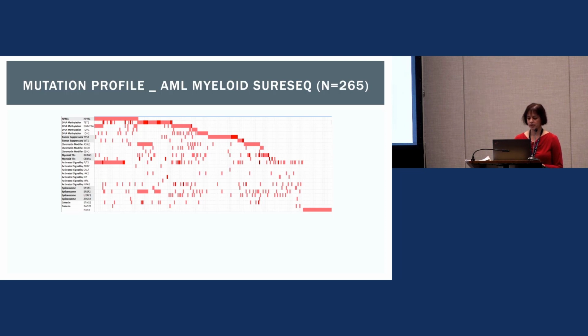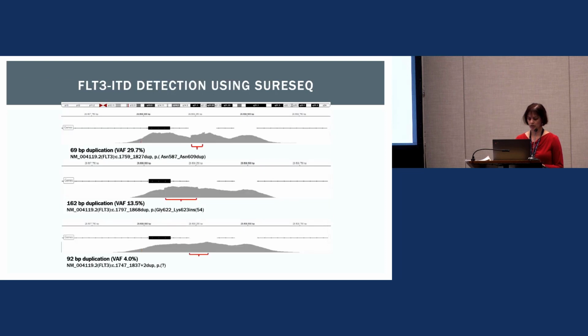So far, at the time of putting this together a few weeks ago, we've sequenced 265 AML patients. And this is the profile of the mutations across those 27 genes. It's very typical of the profile that we would expect to see based on the literature, with NPM1 and DNMT3A mutations being most common, as well as various other genes. This is also a problematic region for NGS, and we do see that the FLT3 ITDs are being pulled out very easily using this platform.